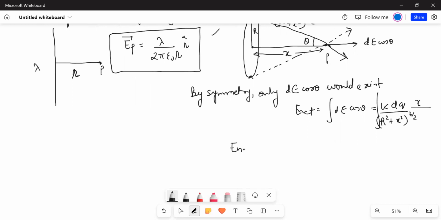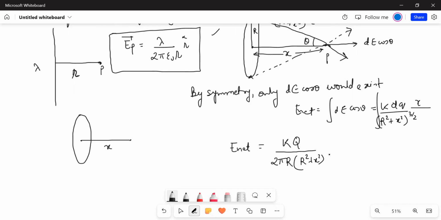So the net electric field due to this charged ring at a distance x on the axis of this ring would be equivalent to the integral of k dq. If you want, you can write dq as k capital Q divided by 2 pi R, into r square plus x square raised to power 3 by 2. x is here, and then you will have ds and this integration. I hope it is clear.